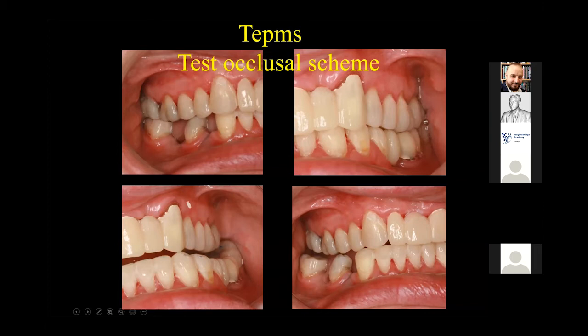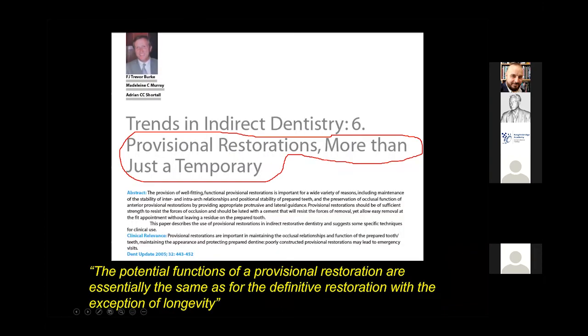The reason for that is because it's not only a cap to cover the tooth, it's actually testing the tolerance of these restorations, the OVD and the occlusal scheme which we produce. So it's more than a temporary. I like this article by Professor Trevor Burke, a long time ago, in 2005, which says that the provisional is not just a temporary, talking about provisional crowns. So get yourself a good provisional crown material in order to test the occlusal scheme as well.